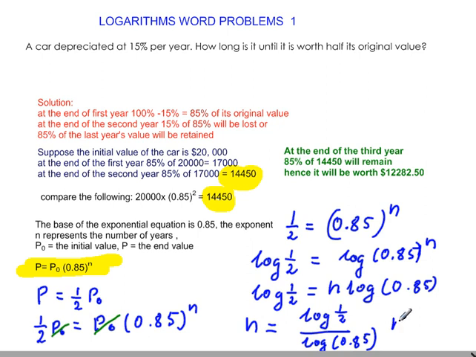So in the end you will get 4.26. Or you can convert into years and months, so that will be 4 years and about 3 months. So this is the time that will be required to drop its price by 50%.